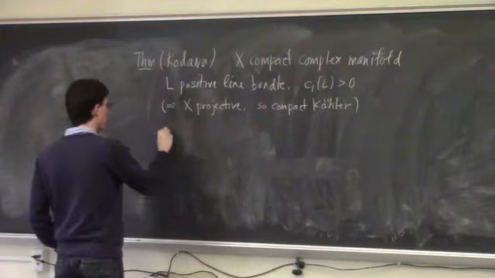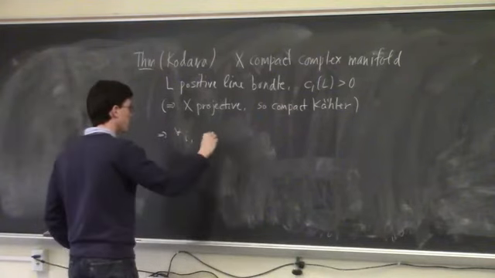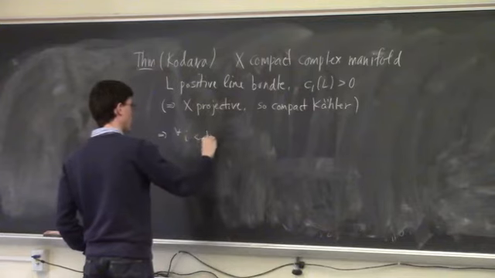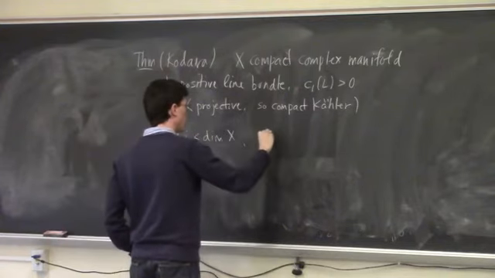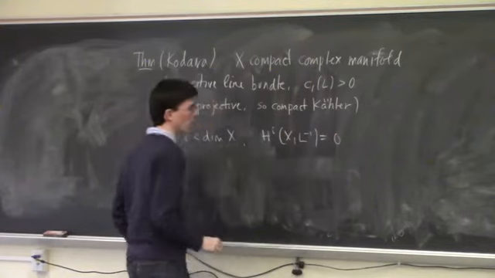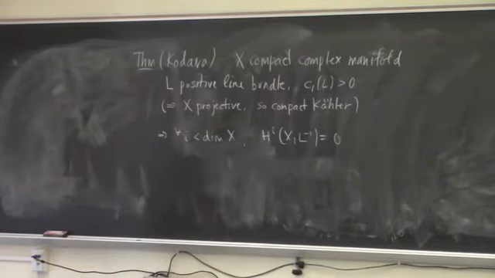But then the theorem is that for every integer i which is less than the dimension of X, you have this vanishing of these cohomology groups. Okay, so this is a typical vanishing theorem.